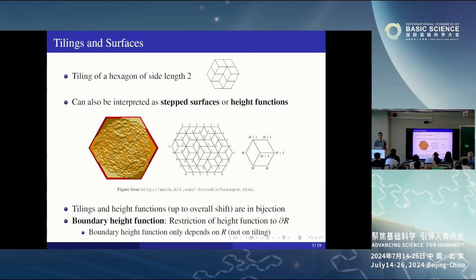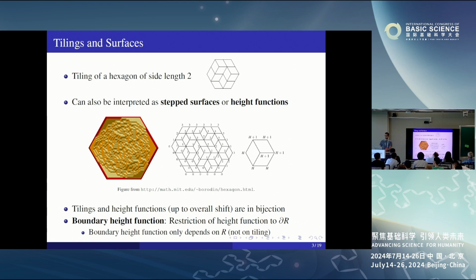And this can be reversed as well. Whenever I have a height function on this domain, I can go backwards and get a tiling from it. So these are in bijection with each other, and I'll often think of them interchangeably.